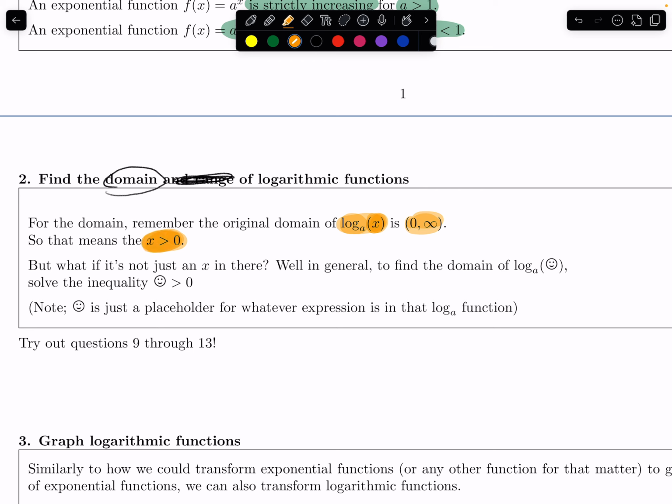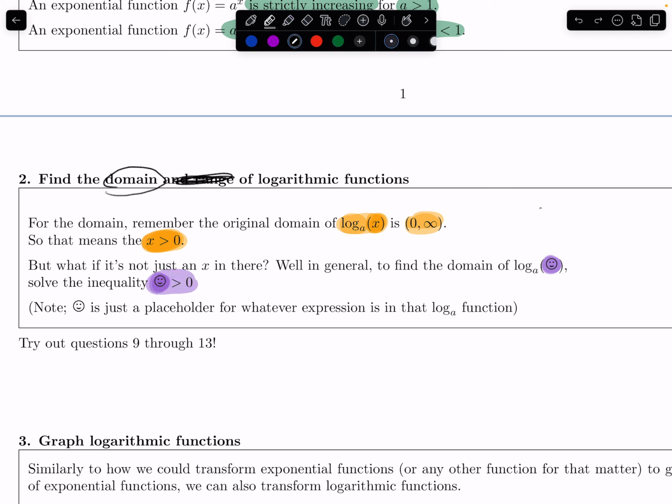Now, what if that value inside isn't just a regular old x? What if it's something more complicated? And here I have just a placeholder. I just chose this smiley face. So what if you have log base a of something else that's not just x? Well, that thing that's in there, that should be bigger than 0, right? So how do you find the new domain? Well, whatever that thing is, you just solve that inequality.